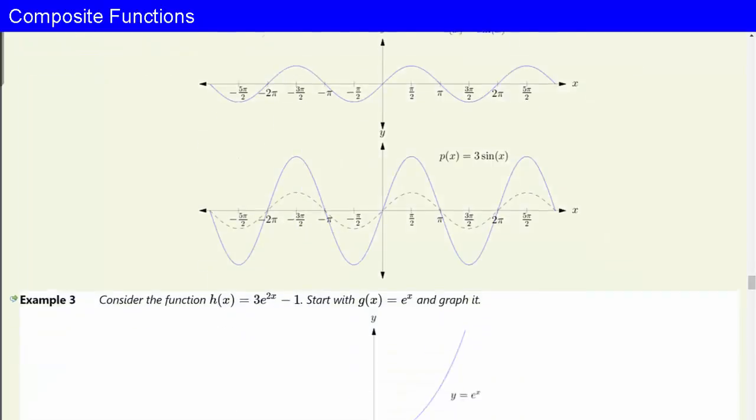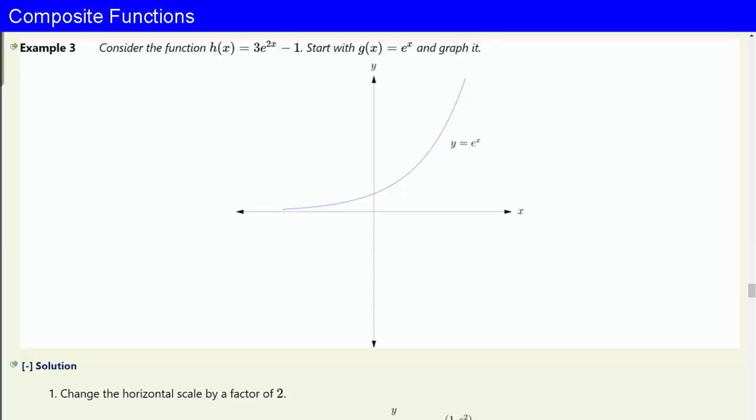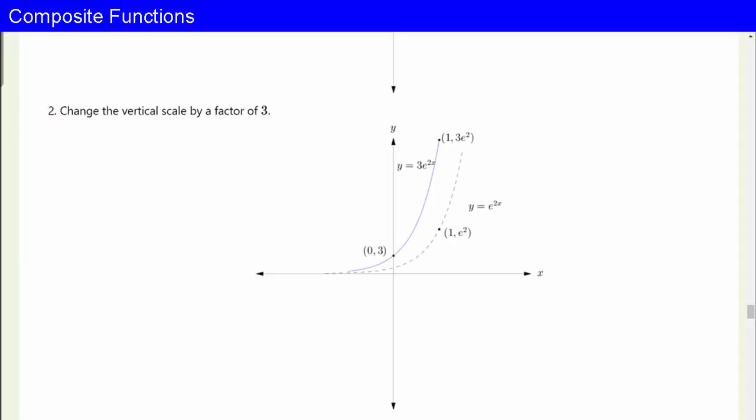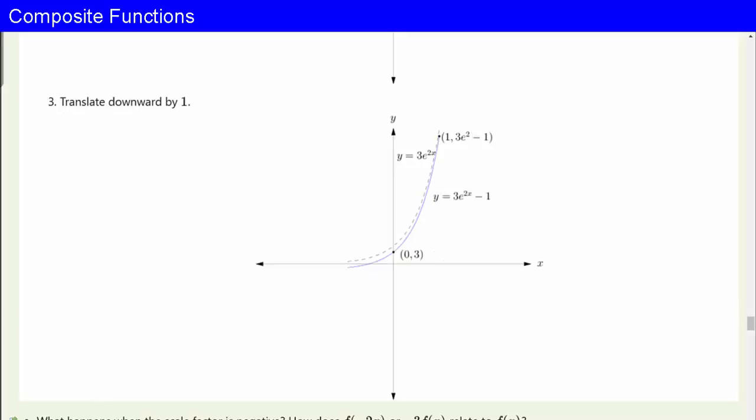Let's look at an example to pull all of these ideas together. Consider the function h of x equals 3e to the 2x, minus 1. We start with our old friend, the exponential function, g of x equals e to the x, and graph it. Then we change the horizontal scale by a factor of 2. Actually, we compress the x-axis by a factor of 2. Then we change the vertical scale by a factor of 3. Finally, we translate downward by 1.